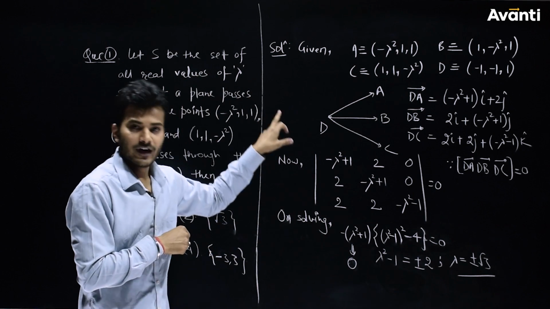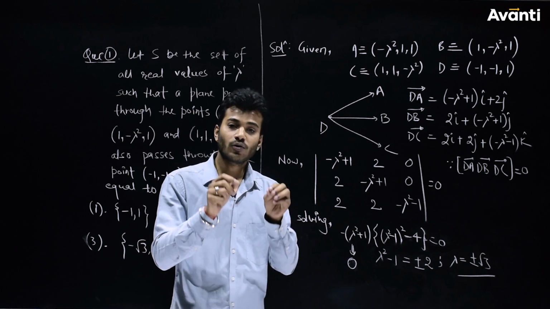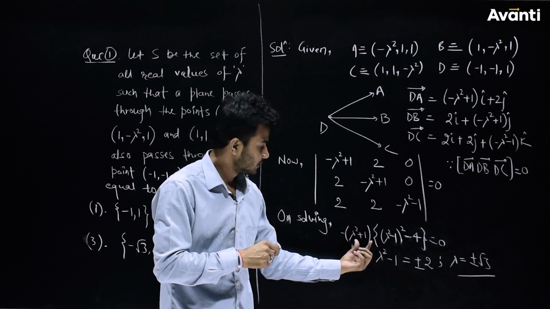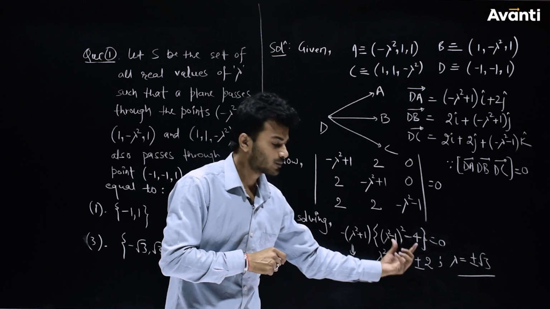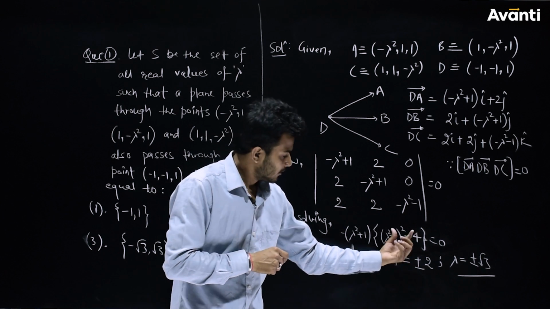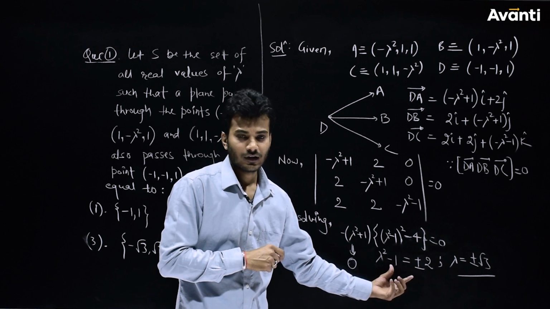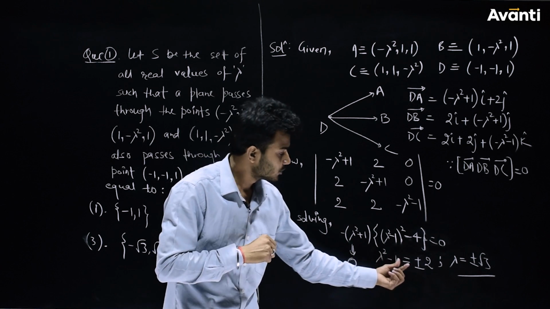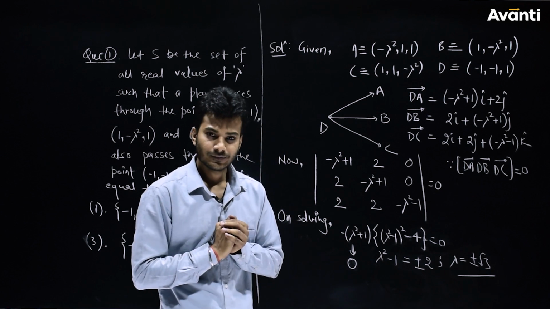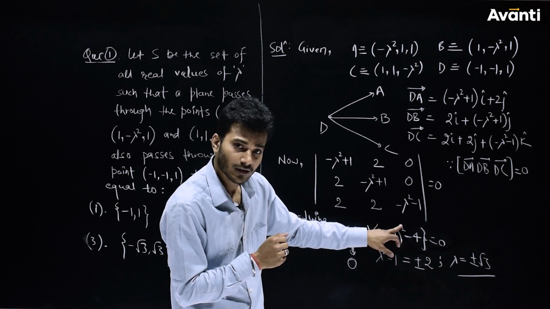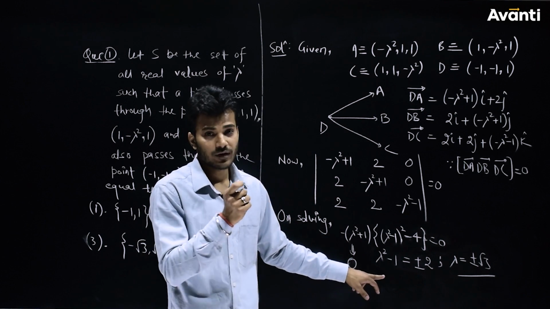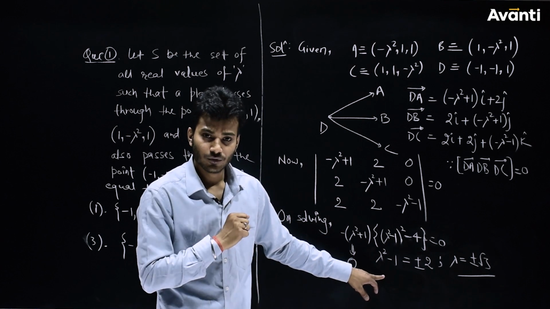We want all real values of lambda. We are not supposed to find complex lambda. So if lambda is real, this is never 0, right? So the other bracket should be 0. When I make this bracket 0, this gives lambda square minus 1 equals plus or minus 2. Why? Because we have a square, so it will be 4. On solving the square, you will get lambda square minus 1 equals plus or minus 2.